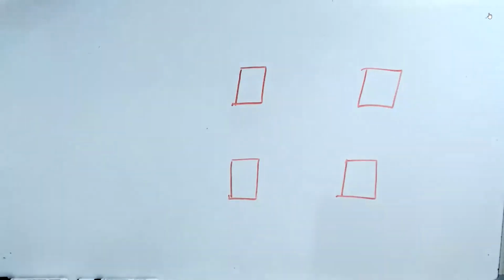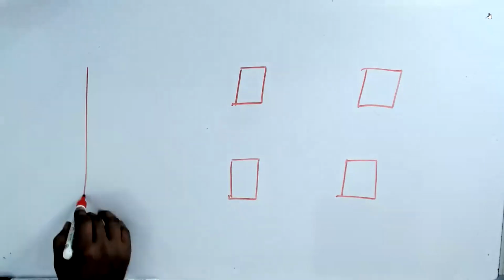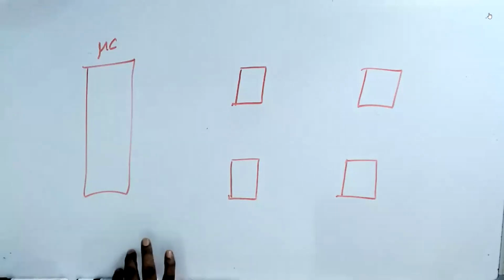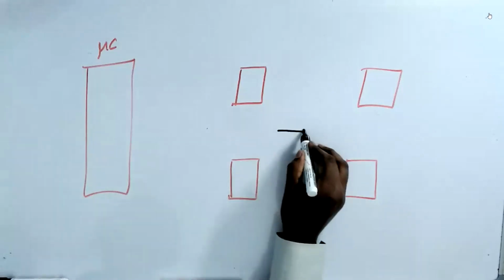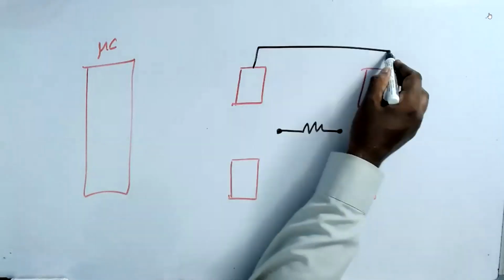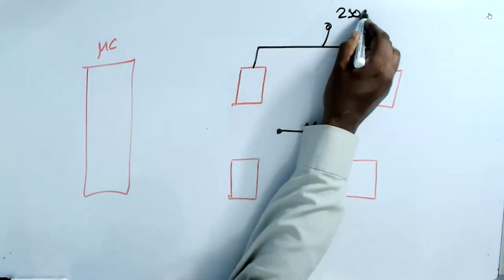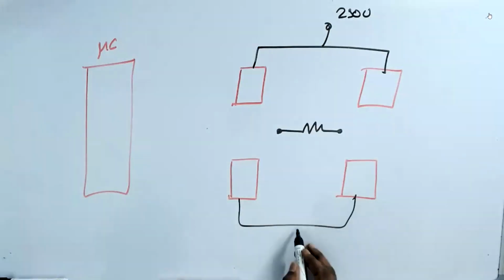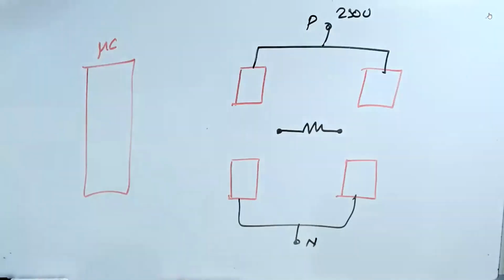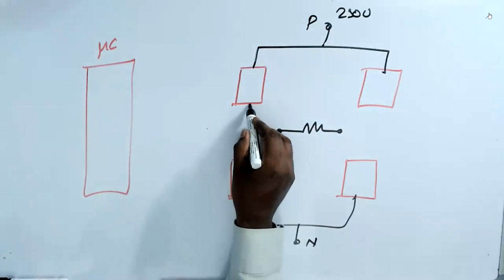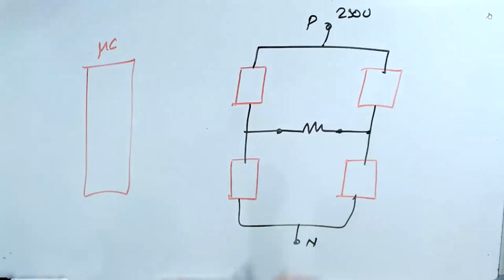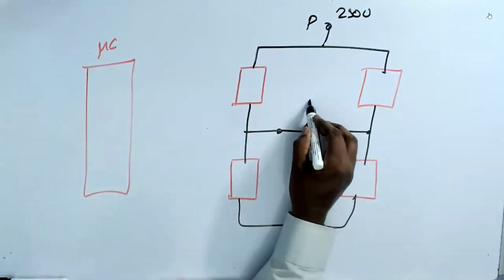I have 4 relays. I have a microcontroller. Then I have a resistor here. And this I connected to 230 volts. This I connected to neutral. And this is phase. Now this wire I connected to this resistor. This is R.